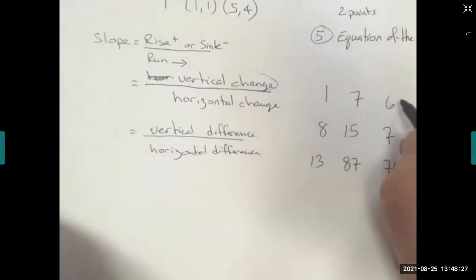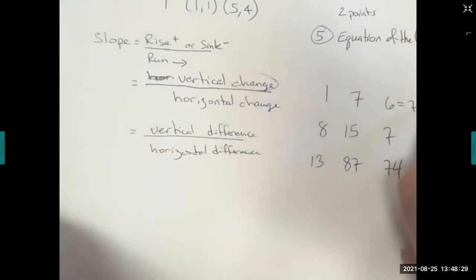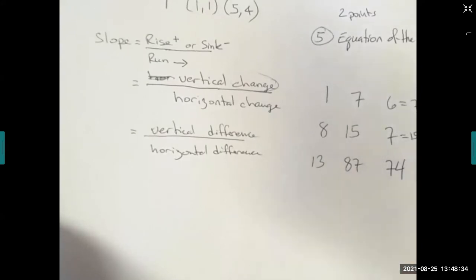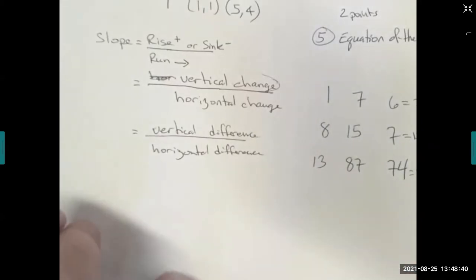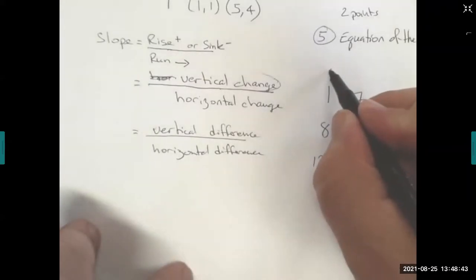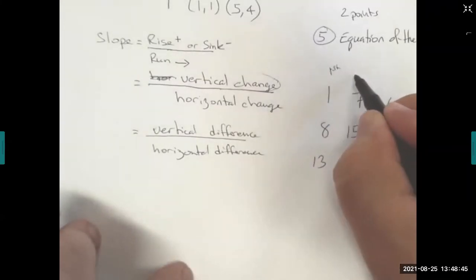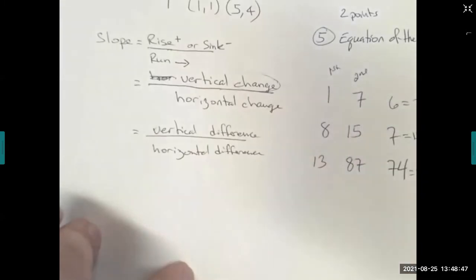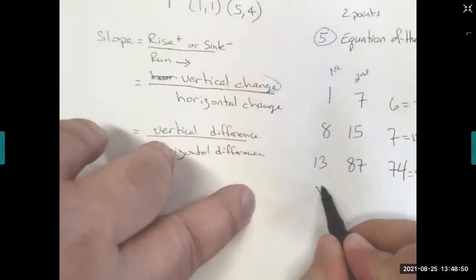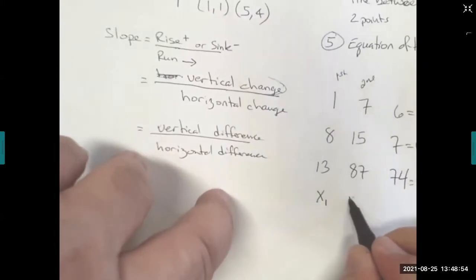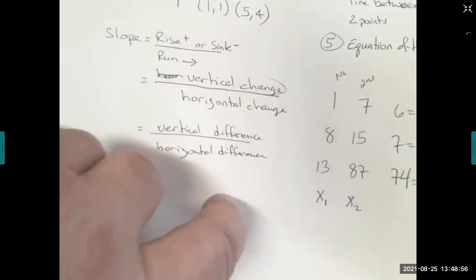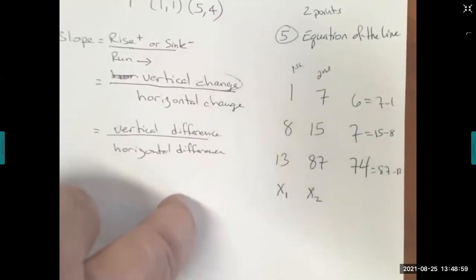Very good. So to get 6, we did 7 minus 1. To get 7, we did 15 minus 8. 87 minus 13. So this is my first point, and this is my second. There's my first number, x sub 1. There's my second, x sub 2. So how would I find the difference between those two numbers?